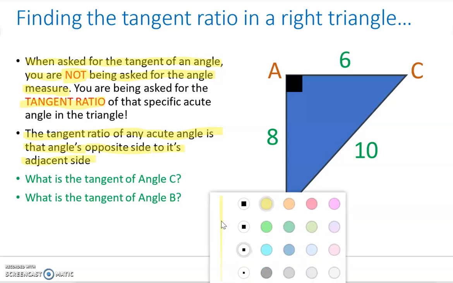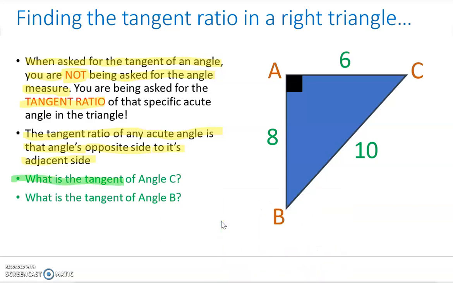Now let's answer these questions. This first question here, what is the tangent of angle C? So let's go to where angle C is. Angle C is up here. You can see right here in this corner, right? This is angle C. So we would say the tangent of angle C is equal to, we know it's what? Tangent, it is the side that is opposite angle C divided by the side that is adjacent to angle C.